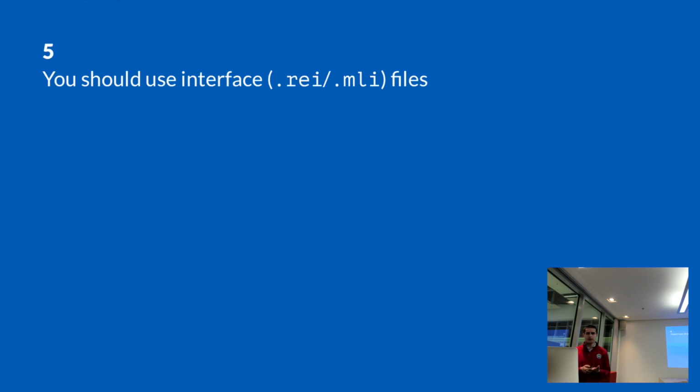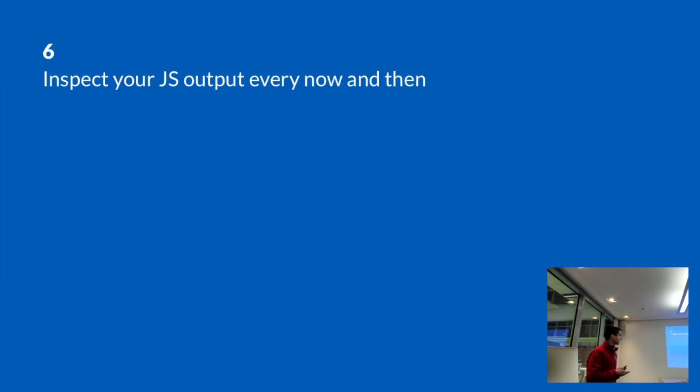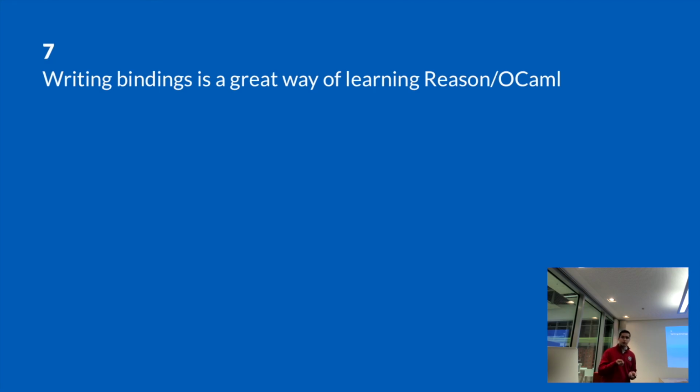Sixth, you can expect to inspect JavaScript output every now and then. You might think that when you write Reason and pass it through Bucklescript, you don't have to care about what Bucklescript generates, and that is true most of the time. But I do think it'll help you a lot to understand how Bucklescript works and how Reason is actually working under the hood if you inspect your JavaScript output and verify that it makes sense every now and then. Seventh, I think writing bindings is a surprisingly great way of learning Reason and OCaml. Maybe you think that only by writing a real Reason application are you going to learn the language, but writing bindings is actually very useful because it teaches you all of the sound type system things you need to know about OCaml.